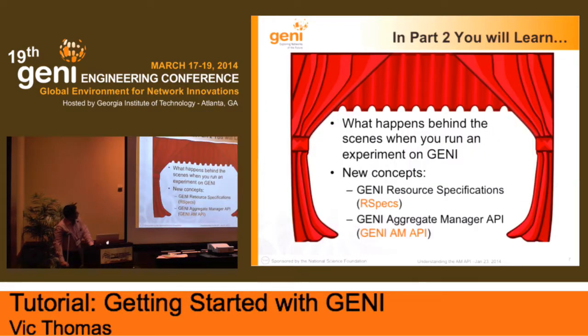So what happened? To understand what's happening behind the scenes, there are a couple of new concepts that I will go over. There's the concept of RSpecs. You probably heard some of that in the intro talk this morning. And then there's the concept of the GENI Aggregate Manager API. So we'll review these concepts and then actually look at these. We'll look at RSpecs, we'll modify an RSpec, we'll use the AM API directly.